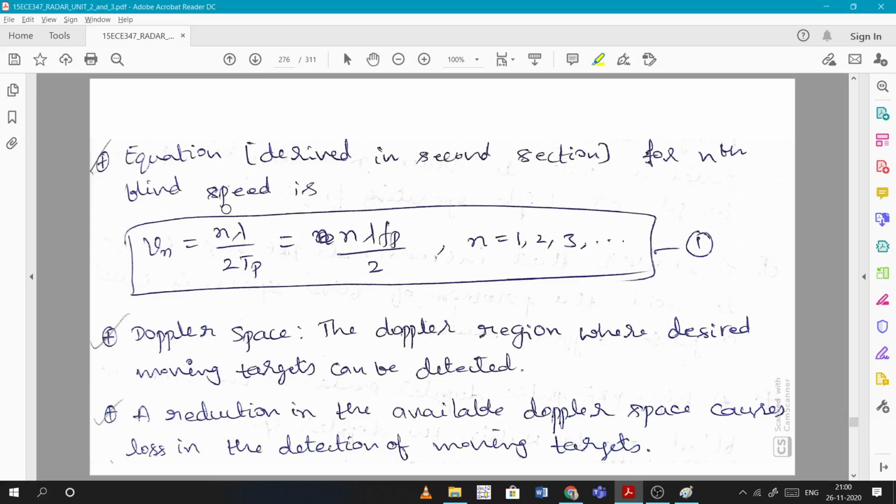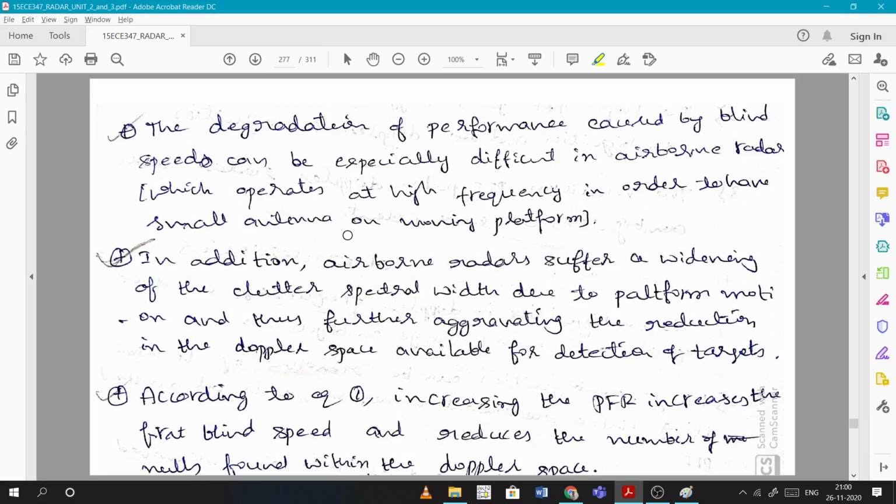Previously, we have used an equation for the blind speed, that is Vn equals n lambda by 2 Tp, where we can have some problems, right? In airborne radars, what are the problems you have seen? One is blind speed. It will be there in normal radar also. This occurs in this also actually.